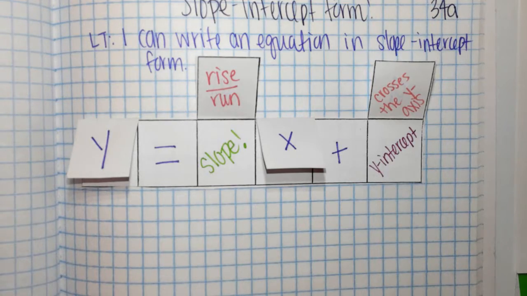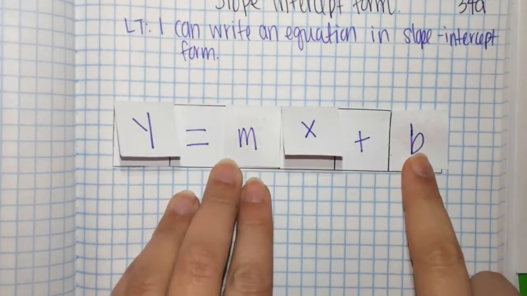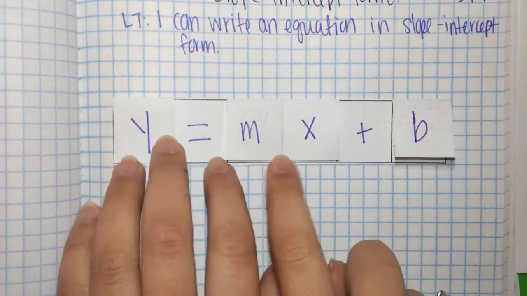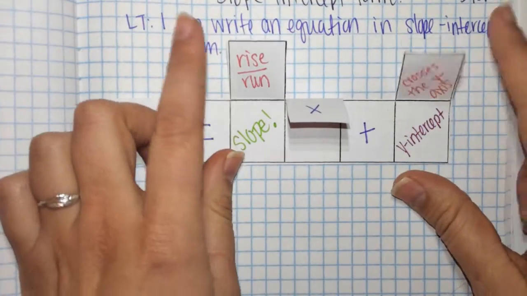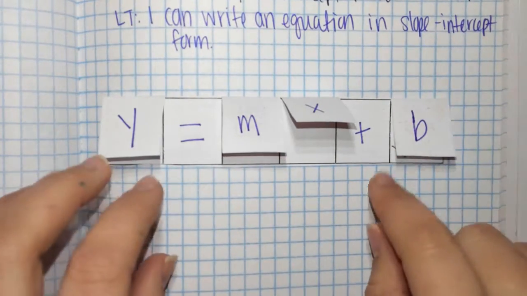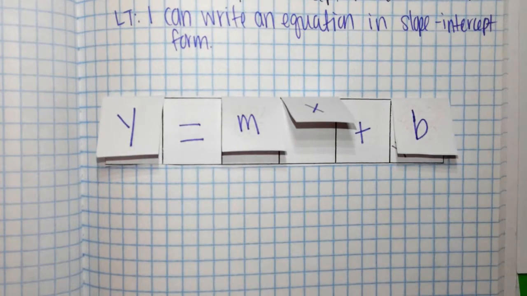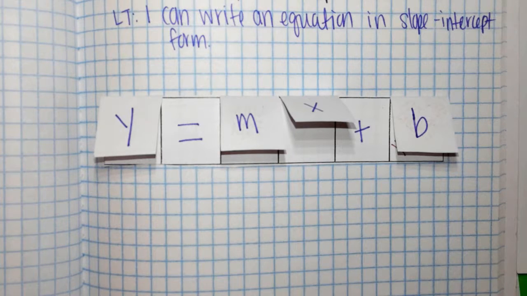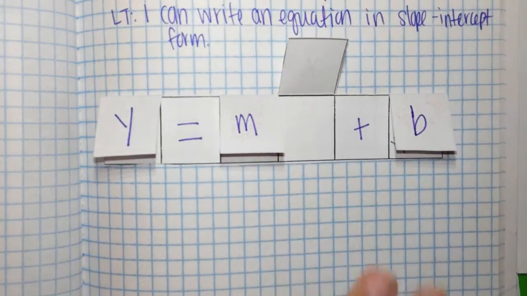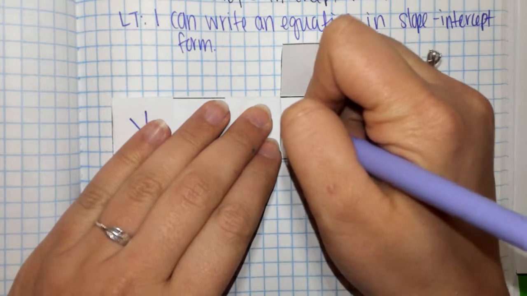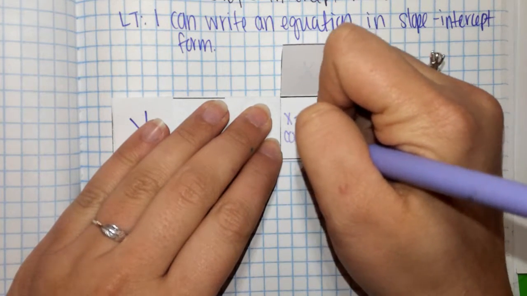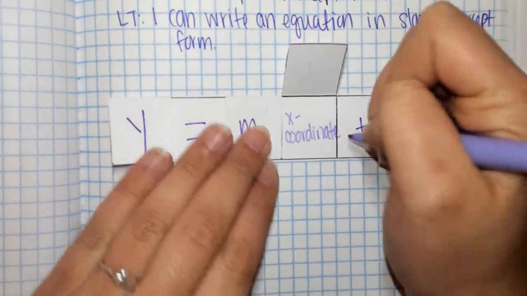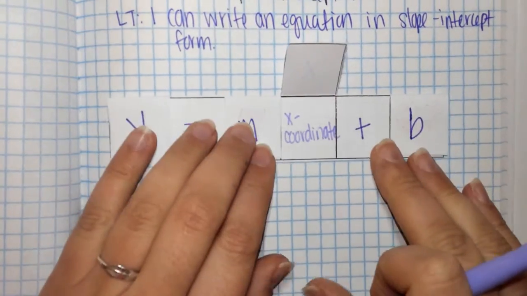Alright, so we have y equals mx plus b. M stands for slope, B stands for y-intercept. What do you think the x and the y stand for? What are x and y? No, M is slope. Alright, so x is the x coordinate.